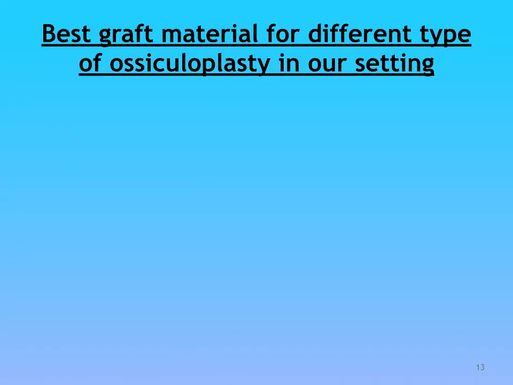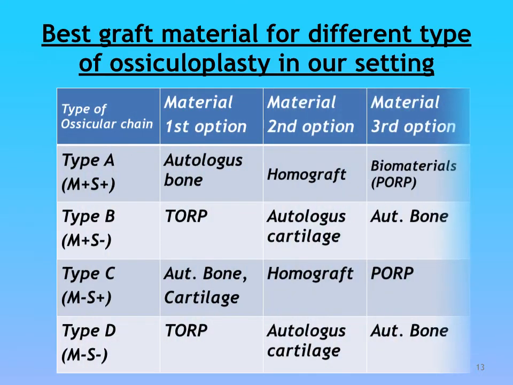So, best graft material for different types of ossiculoplasty in our setting. This is our experience. In type A, the most commonly used graft material is the autologous bone. This is our first option. Second is homograft in the form of cartilage, bridge of cartilage. Third option is biomaterials like PORP.